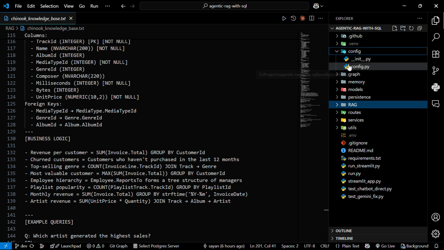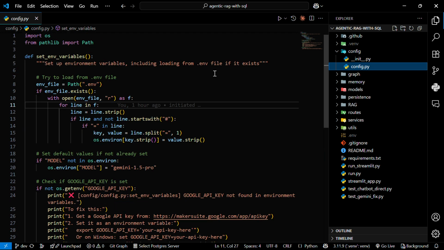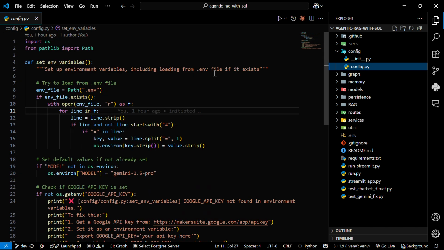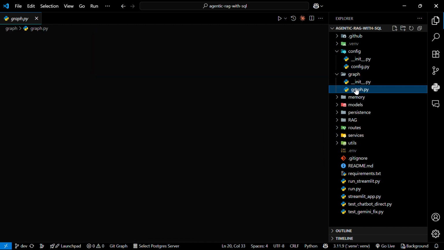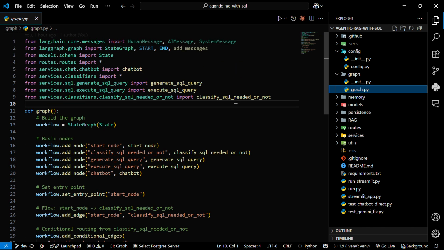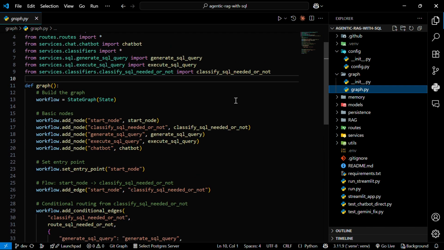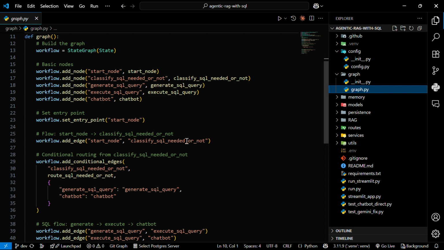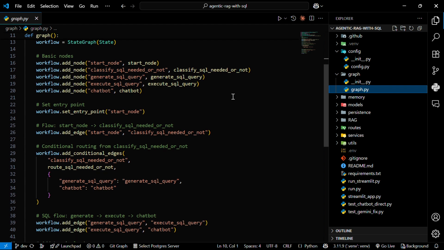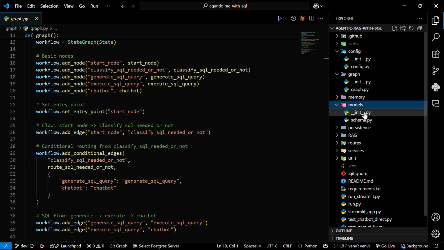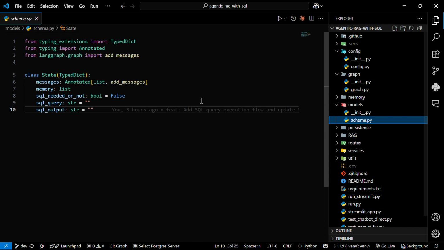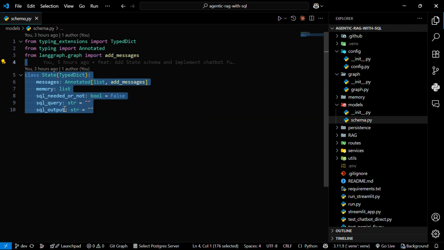Here in config.py, we are just defining simple things like which model we're going to use and what we're injecting into the environment. In graph.py, the whole LangGraph structure lies, and the whole logic of the project is here. Memory, and this is the schema I'm using.